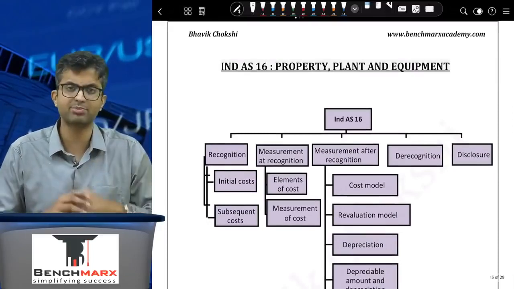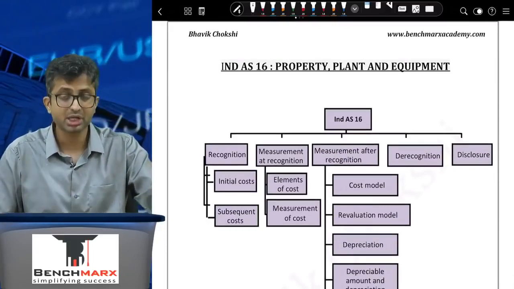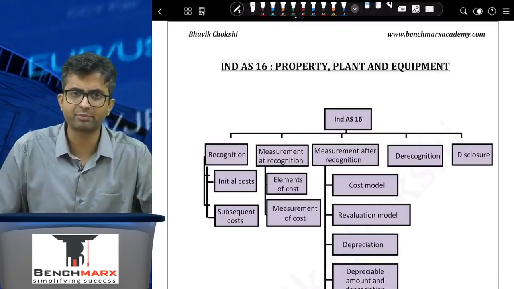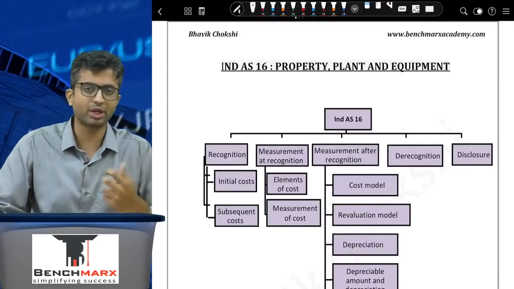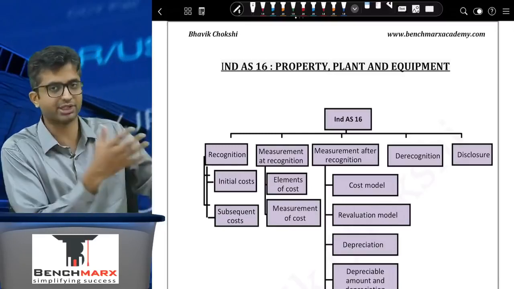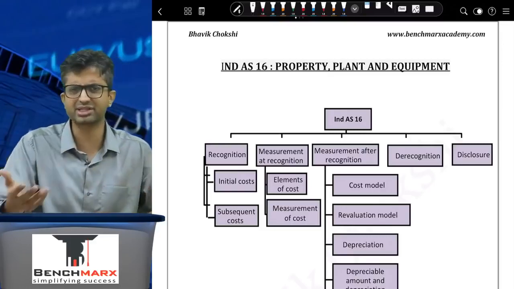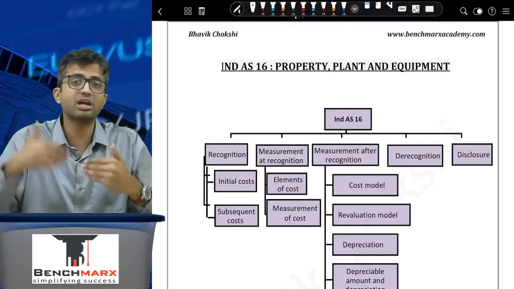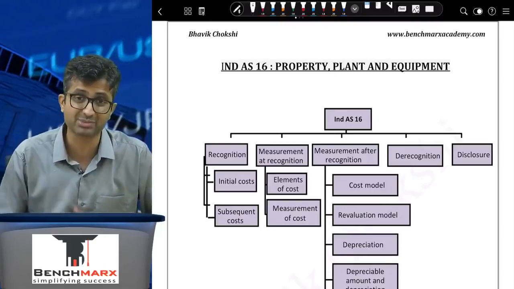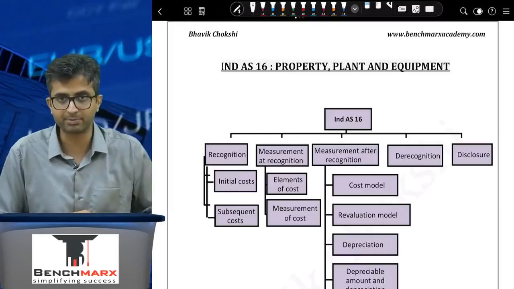Then is Ind AS 16 PPE. Again, PPE are those items which are tangible, which are held for use, and which have a life of more than 12 months in general. In which case, how will we recognize the initial cost of PPE? Exactly the same way as inventory, that is purchase price plus non-refundable, non-creditable taxes, less discounts if any, plus directly attributable expense. However, you will also add a provision for site restoration or dismantling, if any, which is calculated on a present value basis, in the cost of PPE.